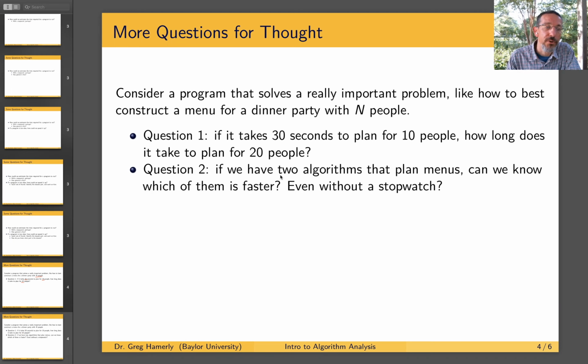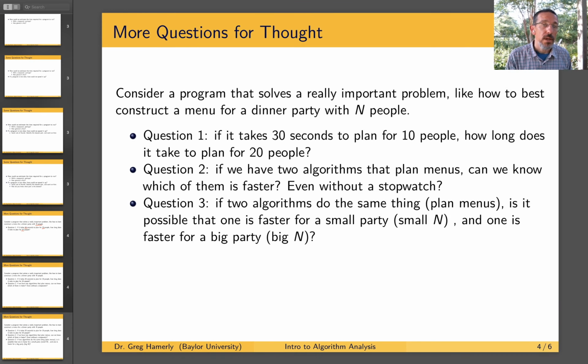Here's another question. If we have two algorithms that both plan menus, but they do it in different ways, could we know which one of them is faster? And could we do that without actually timing them with a stopwatch? Well, algorithm analysis gives us tools to address this question. It tells us which algorithm is faster in general.